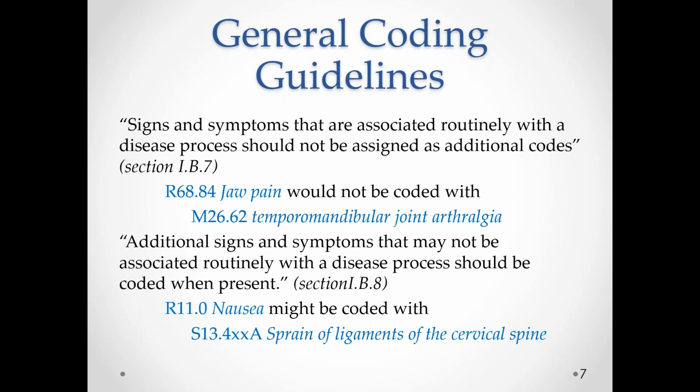Then the next paragraph in the guidelines, paragraph 8, says additional signs and symptoms that may not be associated routinely with the disease process should be coded when present. So I tried to come up with an example for this. If I diagnose someone with sprain of ligaments of the cervical spine, and I think that's contributing to some nausea they have, that I believe is a link. Nausea is not commonly associated with spraining the spine. So in that case, that symptom should be coded or could be added because it's not routinely associated with it.